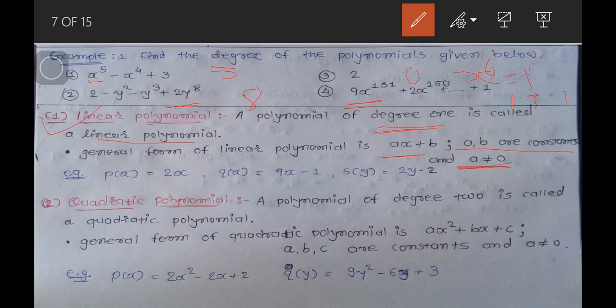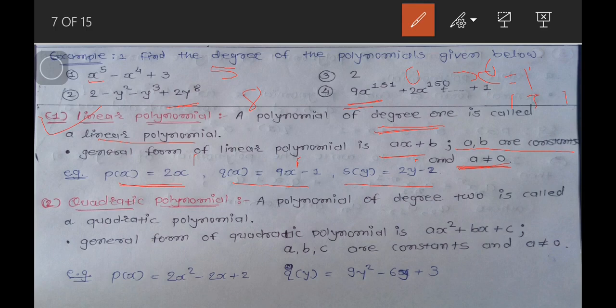P of x is equal to 2x. Here you can see that x has only degree 1, so it is a linear polynomial. Another example, q of x is equal to 9x minus 1. Here also x has only degree 1, so it is also a linear polynomial. And another example, s of y is equal to 2y minus 2. Here also there is degree 1, so it is called a linear polynomial.